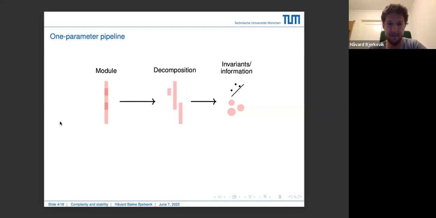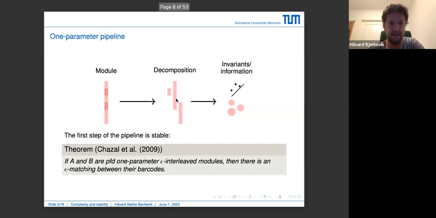Whenever we have such a pipeline, there is an important question of whether this is stable. If you start out with two modules that are similar to each other, you can imagine that one is just the other with a little bit of noise on top, then do we actually get two similar barcodes out of this? And the answer is yes, as this theorem says. If we have two one-parameter modules and they're similar to each other, by which we mean that they're epsilon interleaved, then we can find an epsilon matching between their barcodes.